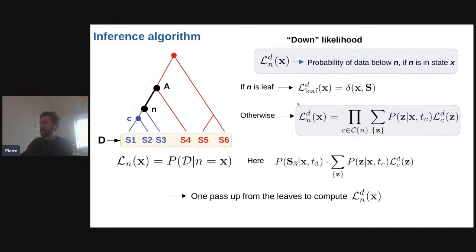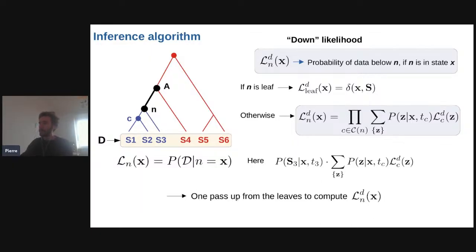And if not, you can write some recursive relation. Essentially, it's the product over all the children of N of the probability of going from sequence X to the sequence of the child, times the likelihood of the child, and you have to sum over all possible sequences at the child node, okay? So the sum here is over all possible sequences of this child node, and then this only depends on what happens below the child node after this.